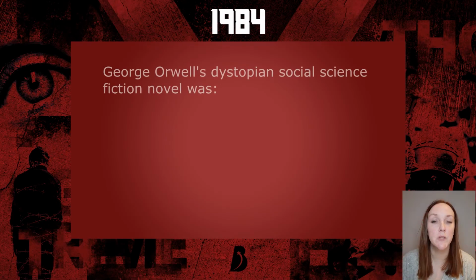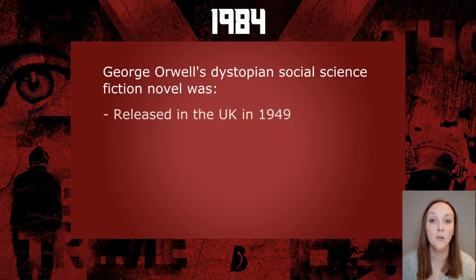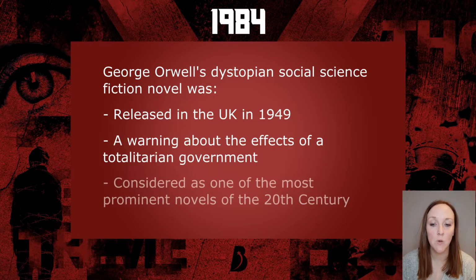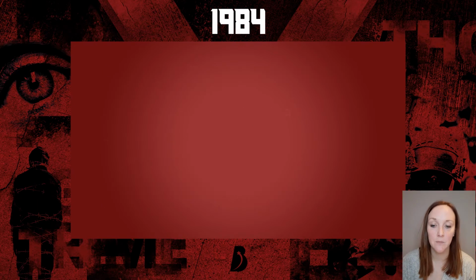George Orwell's dystopian social science fiction novel 1984 was released in the UK in 1949. It was a warning about the effects of a totalitarian government. Considered as one of the most prominent novels of the 20th century, its warnings to society only grew more haunting with time as real life increasingly reflected the purgatory that Orwell once considered as futuristic.